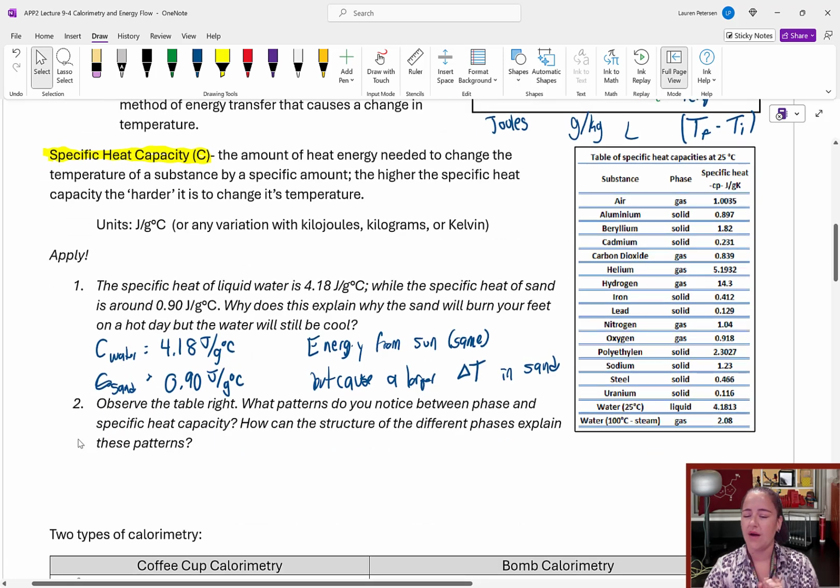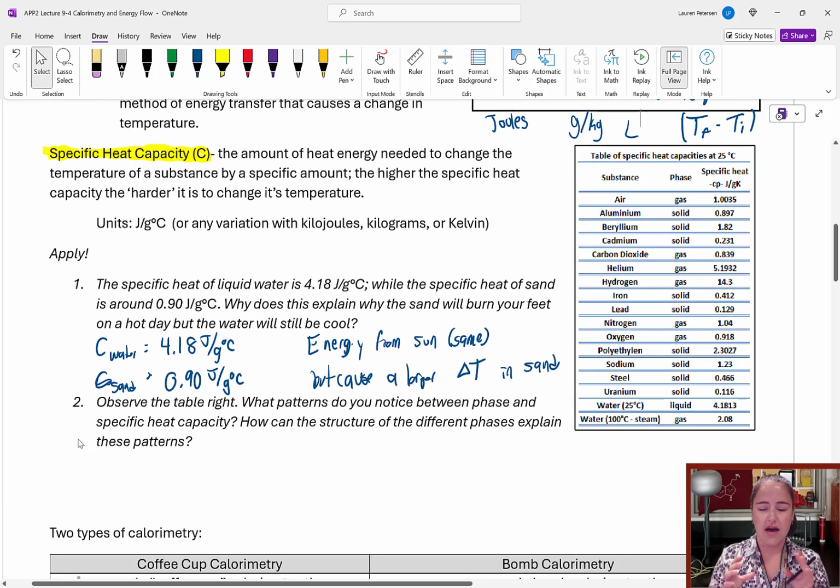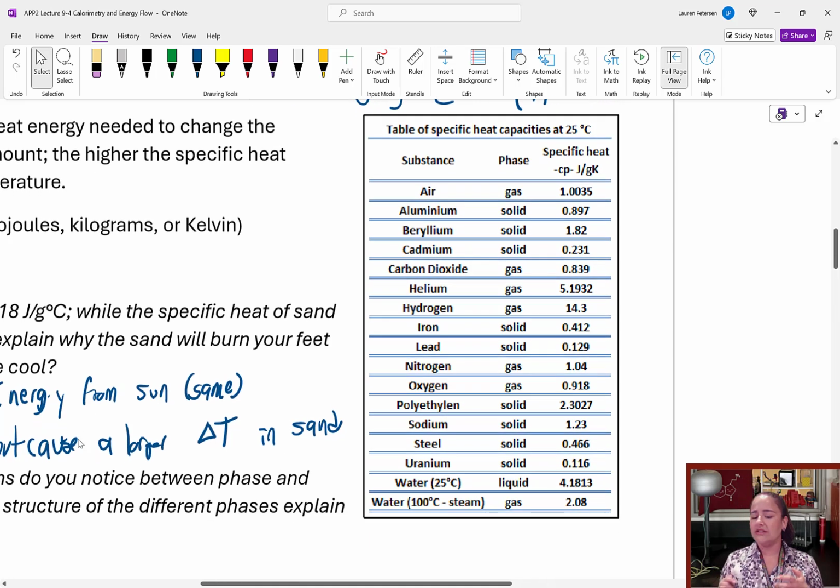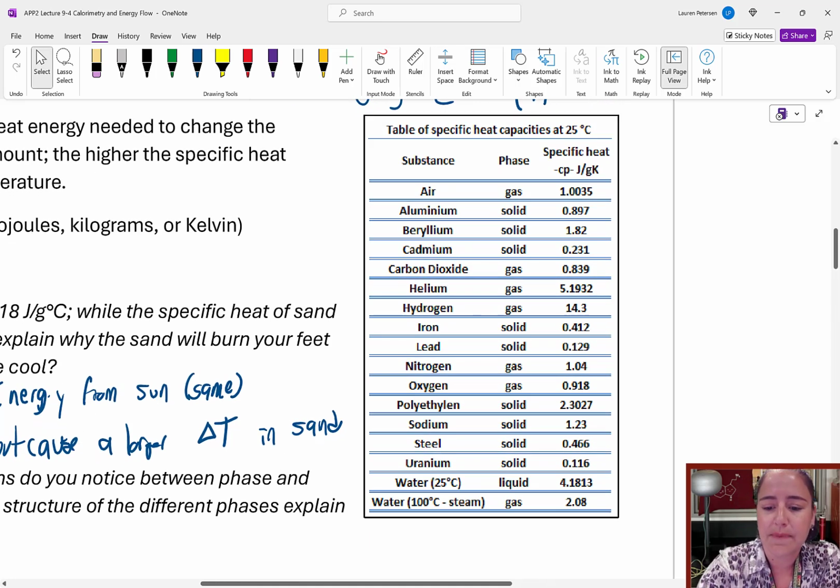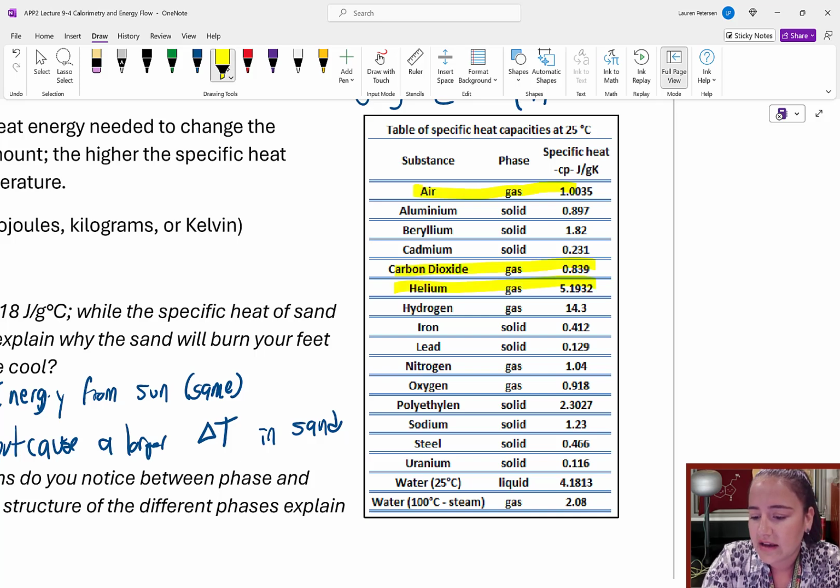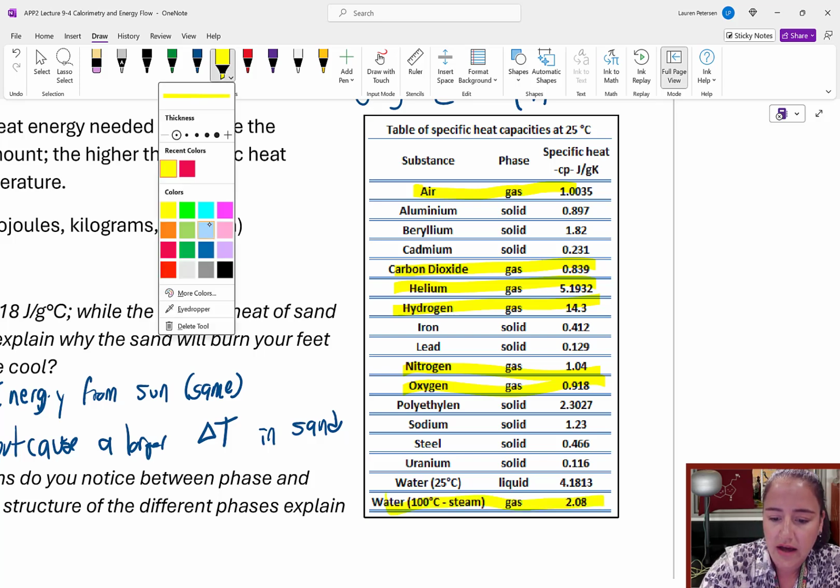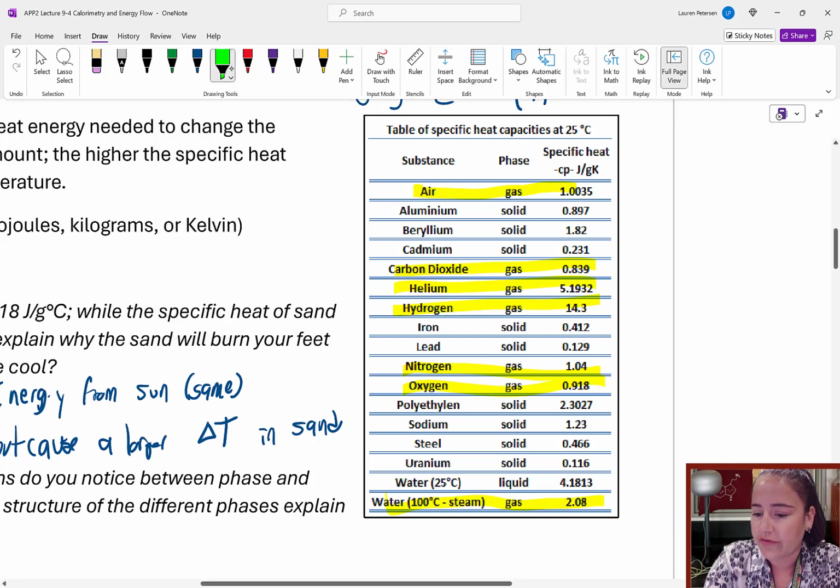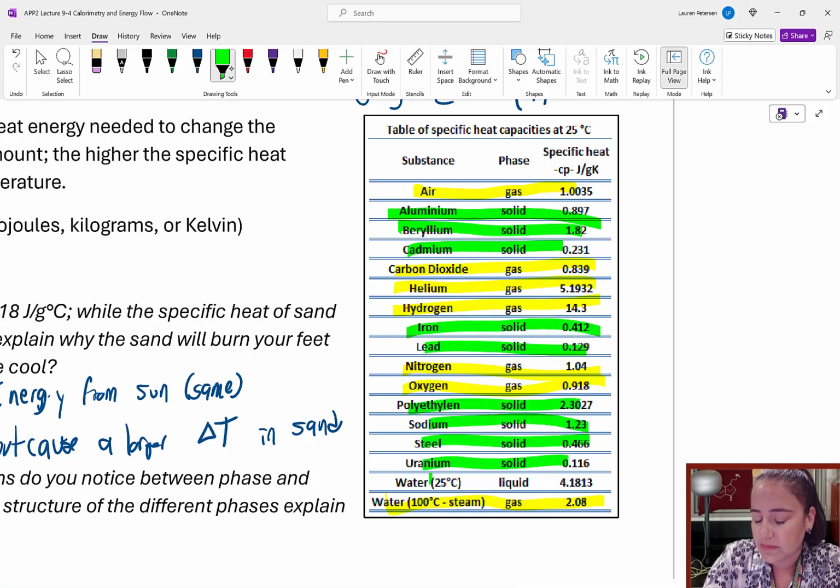Okay, now I want to make sure that we understand a little bit of the why of specific heat capacity. Now, why one metal has one specific heat capacity and another metal has another one is probably pretty complex. But if we look at this table right here, what do you notice about the phases? If we look at all of the gas phase substances compared to, say, the solid, on the other end of the spectrum. Now, we know that this isn't going to be like an across-the-board trend, but in general, what do you notice?